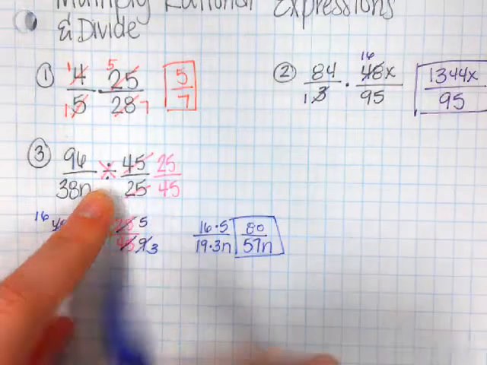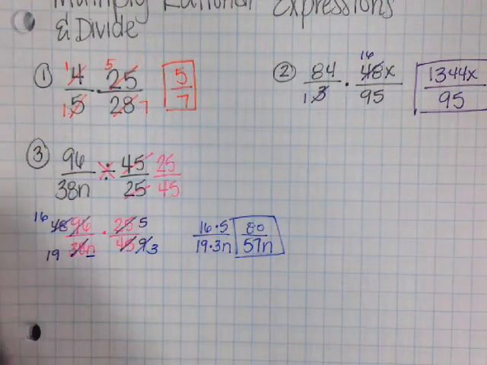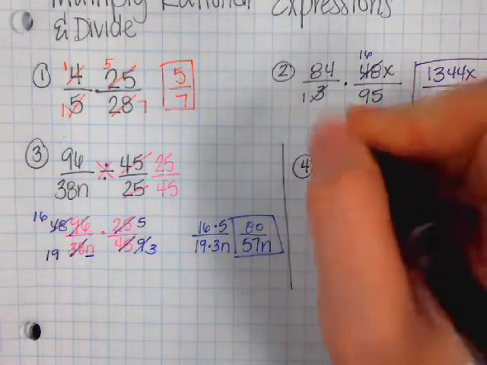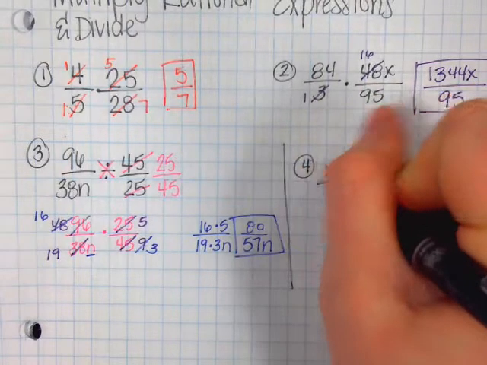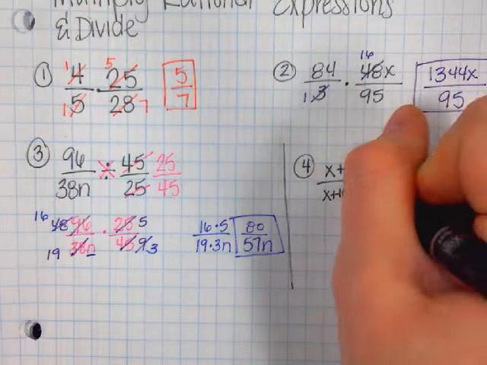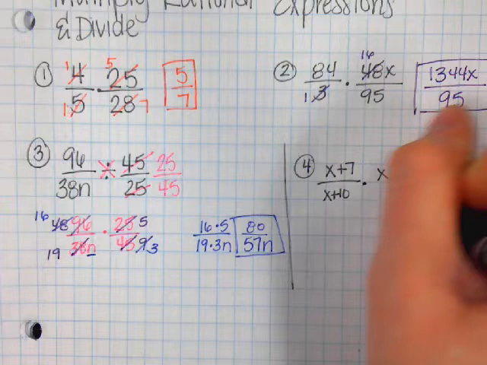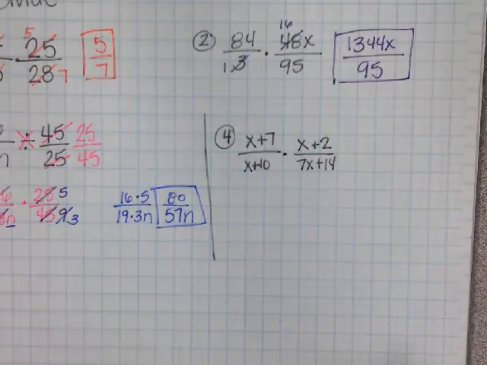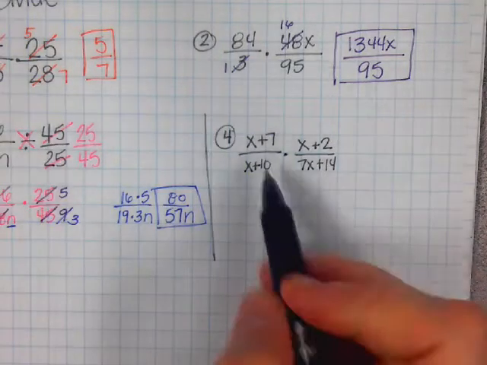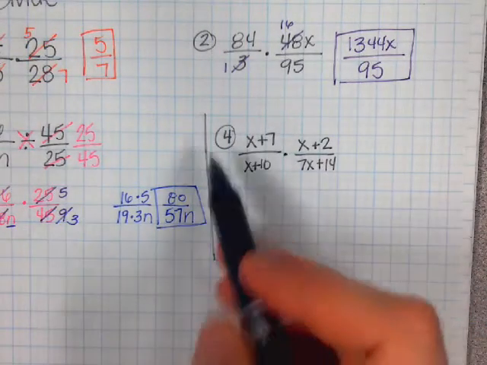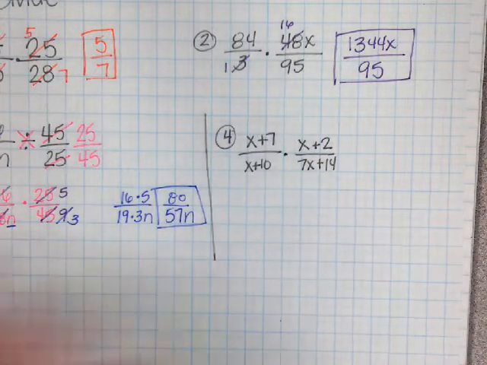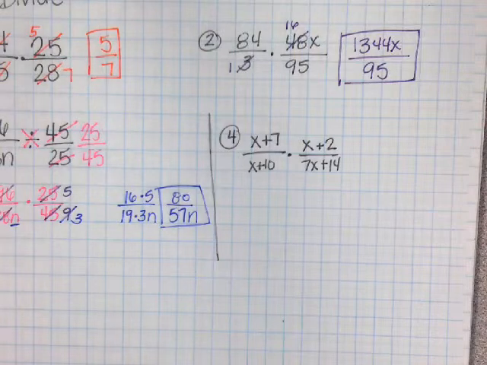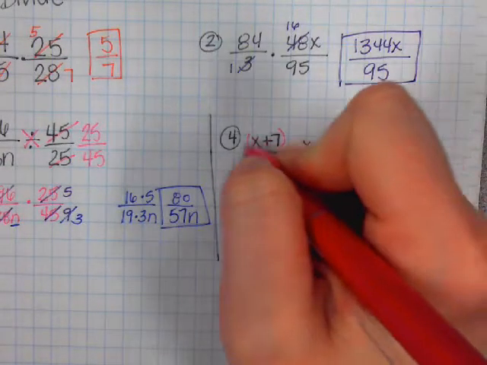So the only difference between this one and this one is that you have to flip the second fraction and then multiply just like you were doing. Okay, next one. If we have x plus 7 over x plus 10 times x plus 2 over 7x plus 14. Okay, so this is when you start getting into binomials and trinomials. So remember, I can't take this 7 and mark out that 7. I can't take this x and mark out with this x. When you have a plus sign, all of that has to reduce.